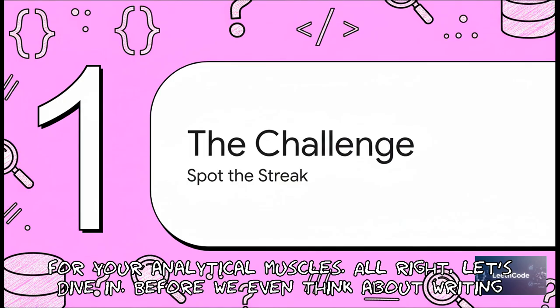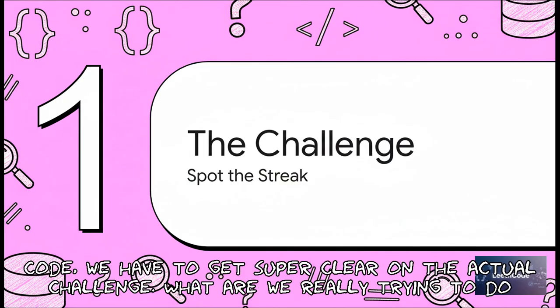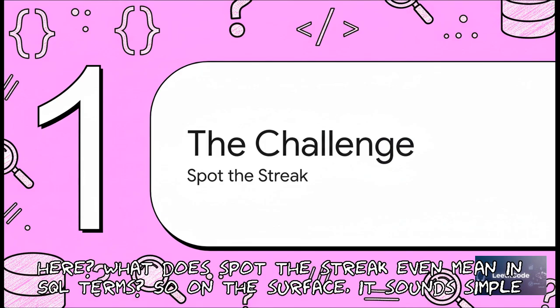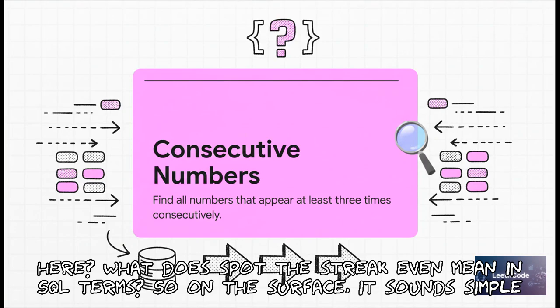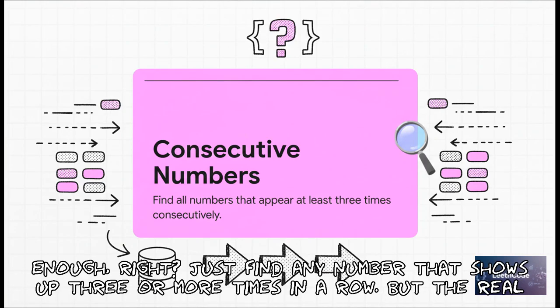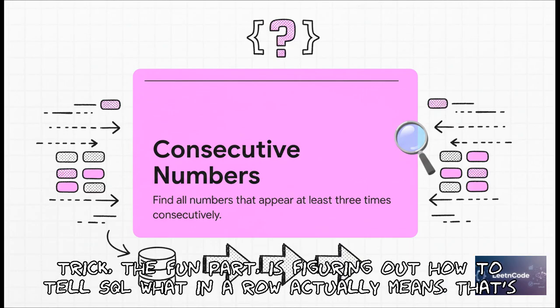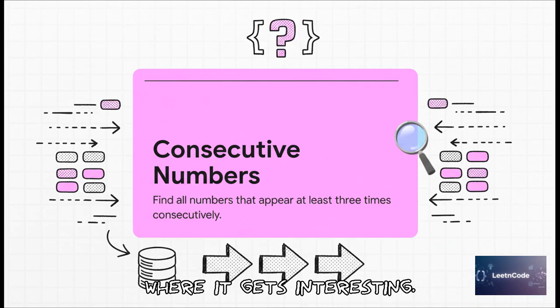Before we even think about writing code, we have to get super clear on the actual challenge. What are we really trying to do here? What does "spot the streak" even mean in SQL terms? So, on the surface, it sounds simple enough, right? Just find any number that shows up 3 or more times in a row. But the real trick, the fun part, is figuring out how to tell SQL what "in a row" actually means. That's where it gets interesting.